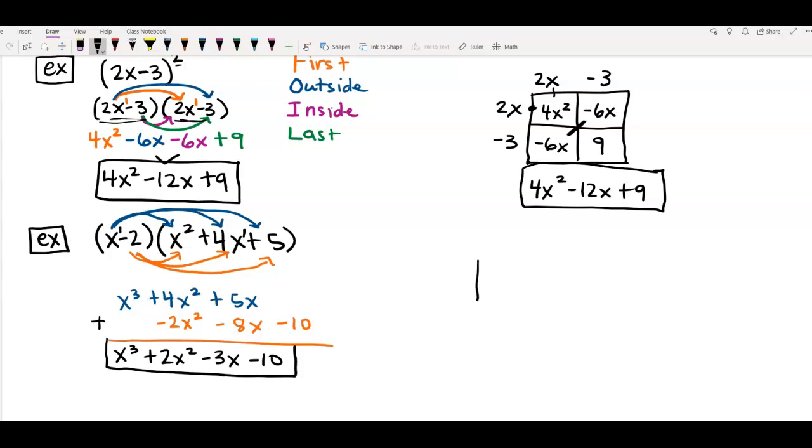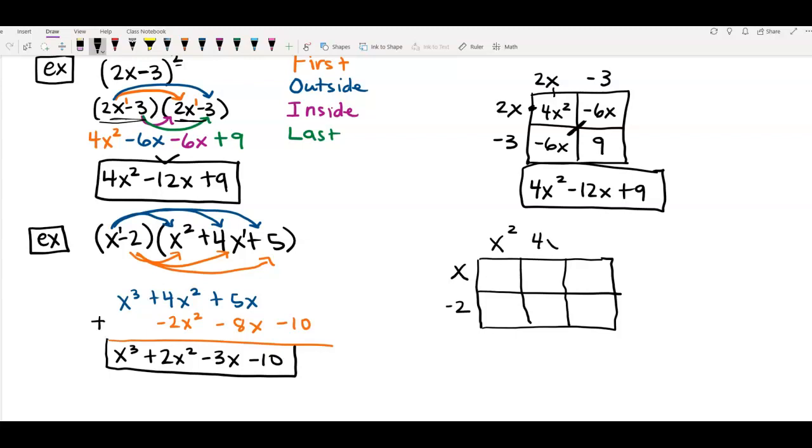And again, you could do this one with the box method. I'll just quickly show it to you over here, because, like I said, some people just like the box method better. I always want my students to do what works best for them. So I have my binomial, x minus 2, and then my trinomial, my x squared, my 4x, and my 5. Then I multiply those together the same way I did in the box above.